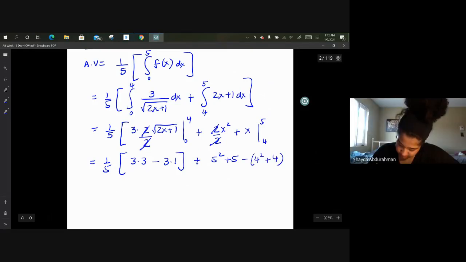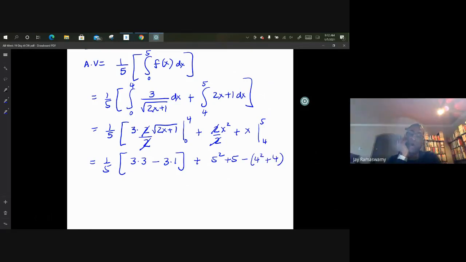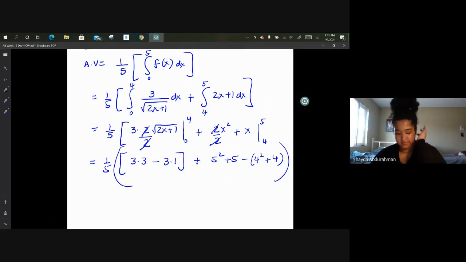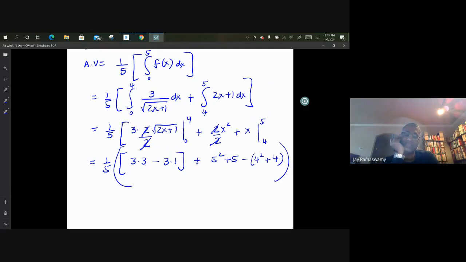Can we move on? Okay, guys, just to be clear, so there's no confusion, this entire thing is with 1/5, correct? It's easy to think the 1/5 only applies to the first expression. That 1/5 applies to the entire thing.